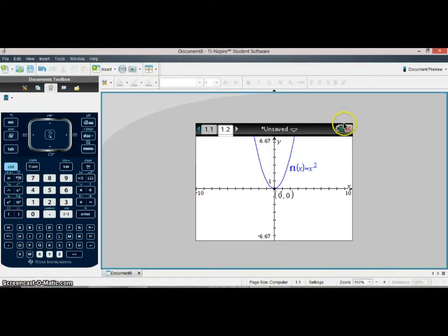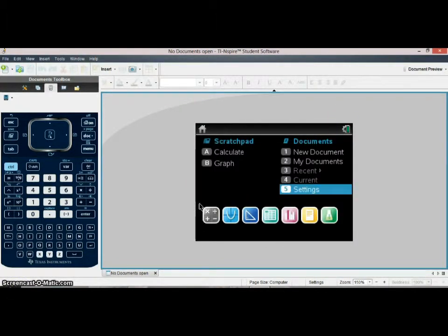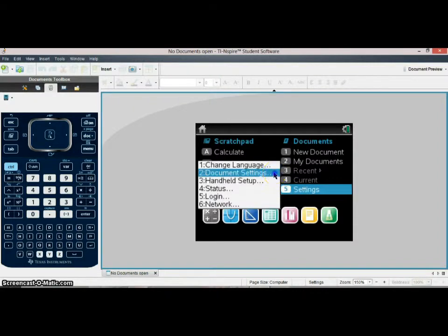It's pretty simple. What is up? How you doing? Hello, AP Calc class. This little tidbit is for all my physics fanatics out there who are frustrated with having to switch from degrees to radians and not really knowing how, because there's a lot of buttons on the TI Inspire, and it's confusing. So you want to go into settings, right there. All right, go into document settings.